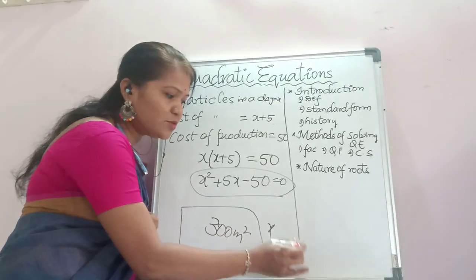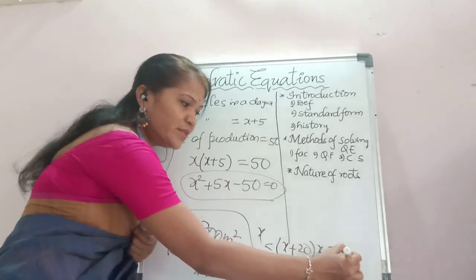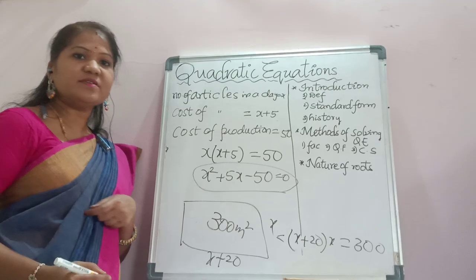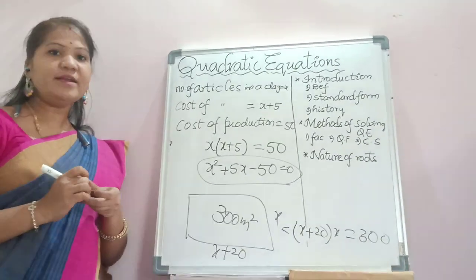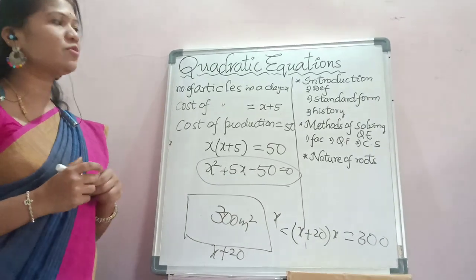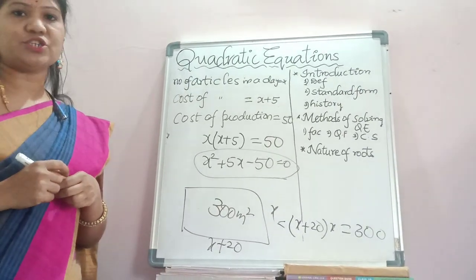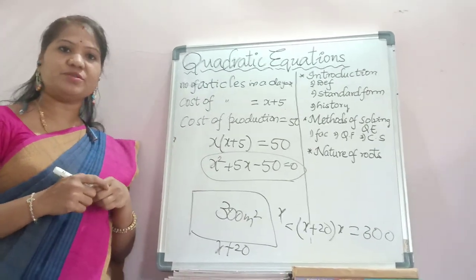Length into breadth. So, what will you get? (x plus 20) into x becomes 300. Isn't it? So when you multiply and simplify, you will get the quadratic equation, right? Like this, in day-to-day life, in many more situations, we will be coming across applications of the quadratic equation. I hope everybody understood the application, right?